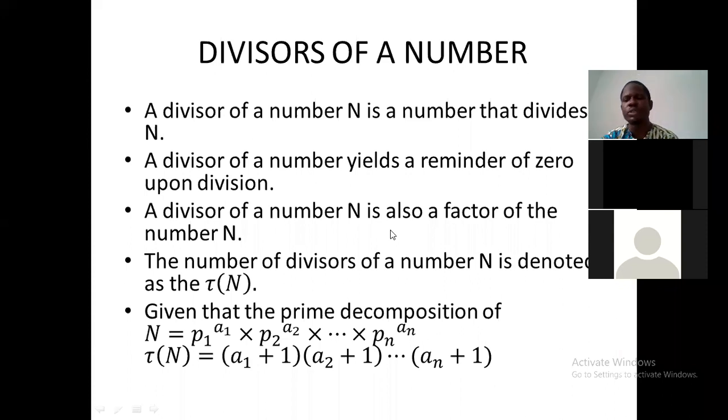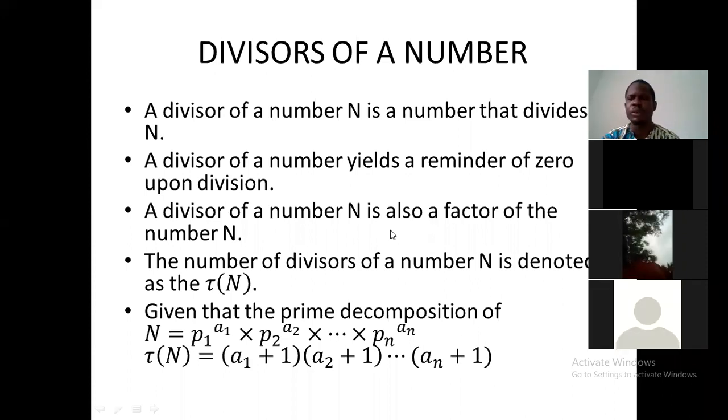So when you talk about factor, talk about divisor. But in Olympiad terminology, we use the word divisor more often. Now, the number of divisors of a number n is denoted as tau of n. All right? The number of divisors of a number n is denoted as tau of n.